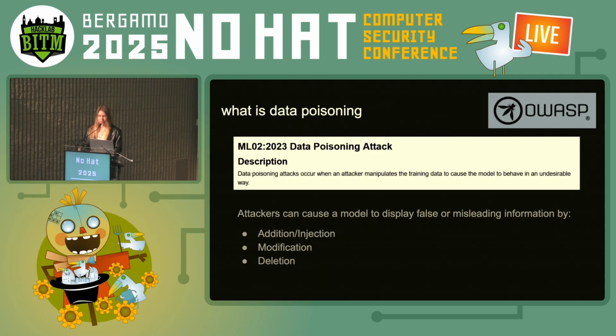Data poisoning occurs by altering data by three methods: addition, modification, or deletion of data. Interestingly, addition can also mean the injection of data, but injection attacks, as we know, do not always mean adding data. To understand data poisoning, we should first look to understand machine learning.